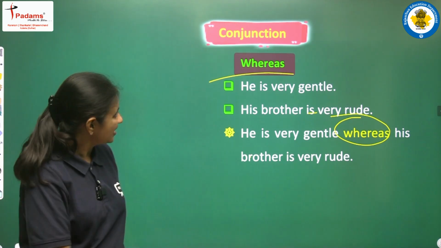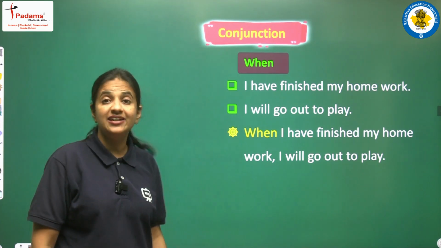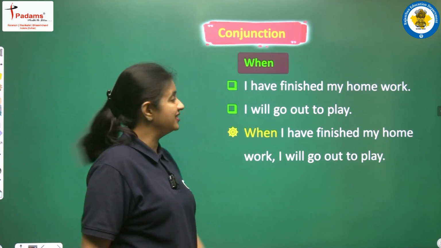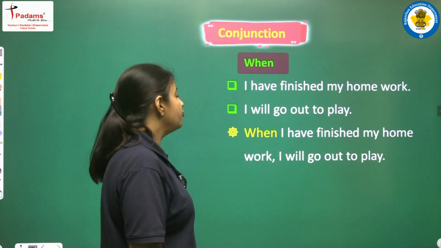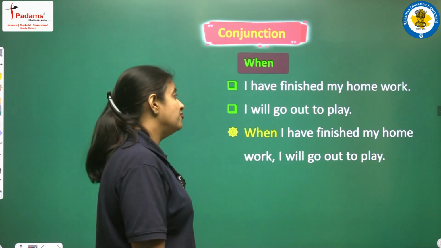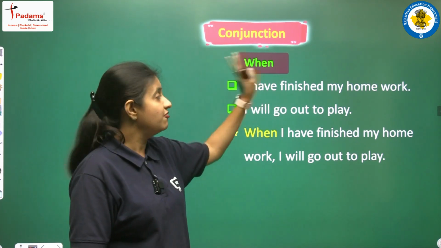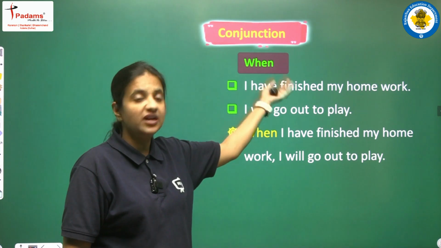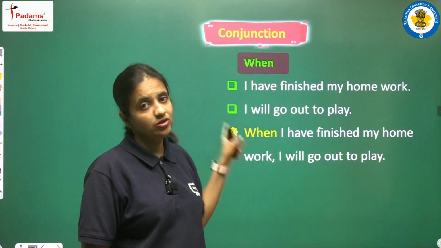Okay. Next conjunction we have is when. Let's see how when is used in a sentence as a conjunction. Let's read the sentences: I have finished my homework. I will go out to play. Again we have two actions here. The first action is to finish the homework. The second action is to go out to play, and we have to use when.